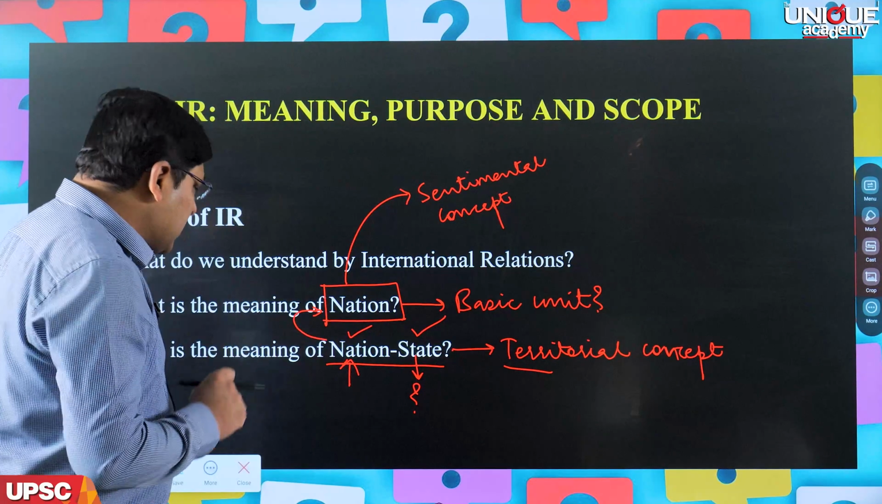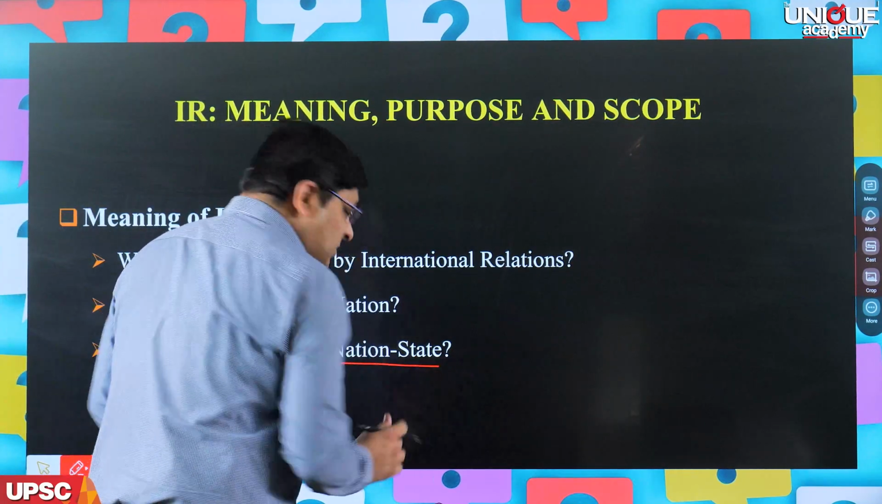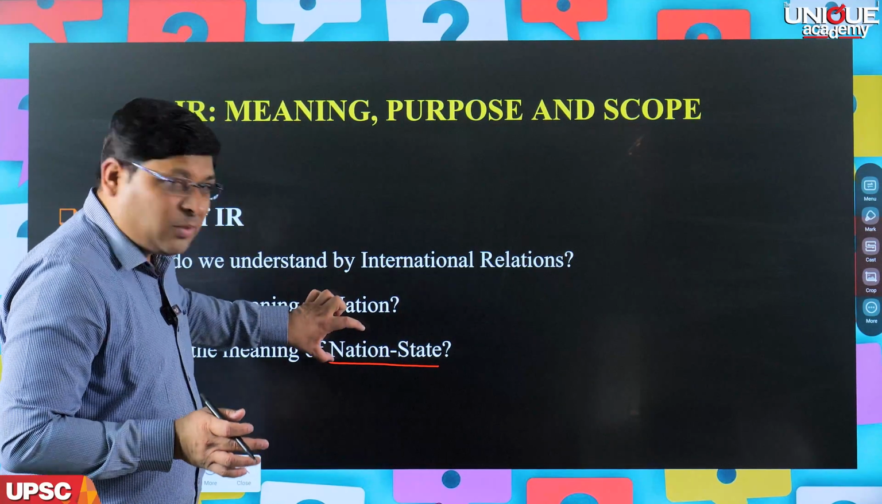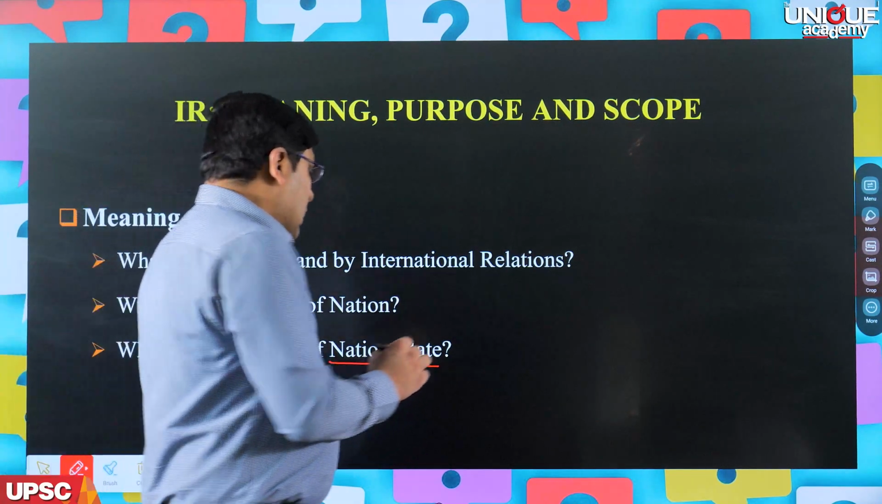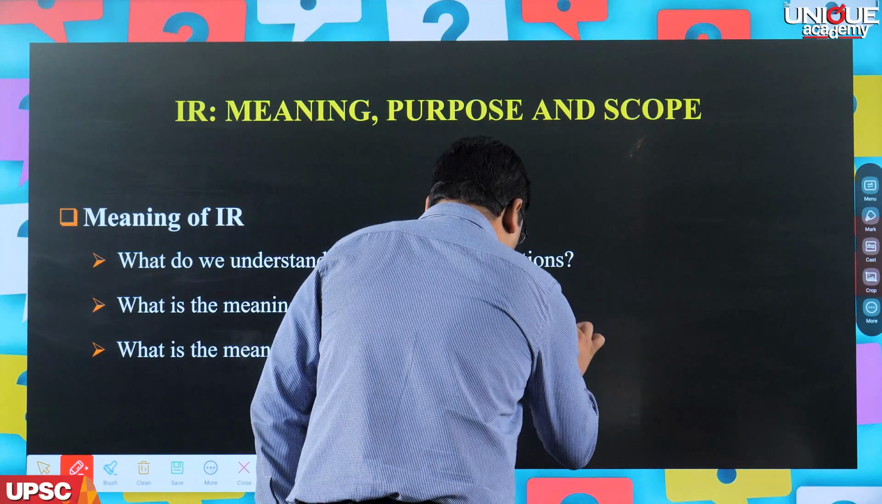Now the point is, we talked about nation state as a composite term, having that term nation as well as state inside. We associated the concept of state with what is called sovereignty.